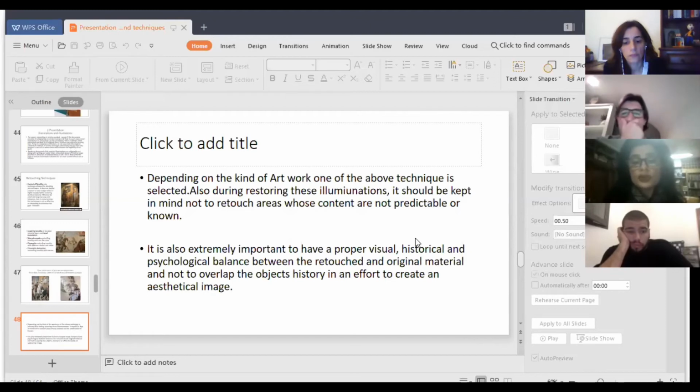Also during restoration of these illuminations, it should be kept in mind not to retouch areas where the contents are not predictable. The scholars can speculate. It is also important to have a proper visual and historical psychological balance between the retouched and the original material, not to overlap the objects of history in a document or to hinder its aesthetical image.